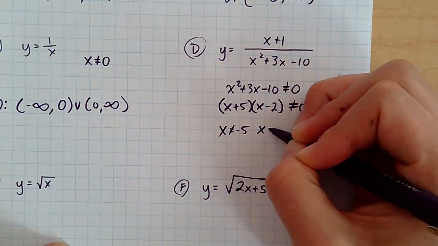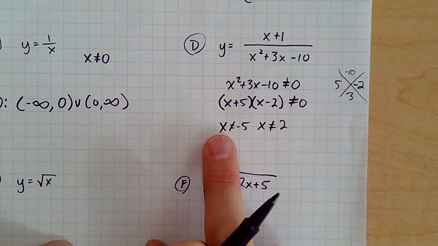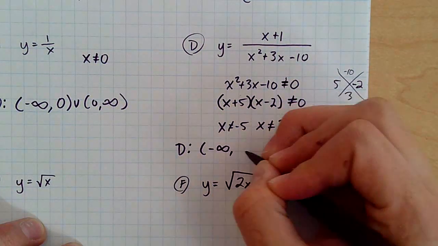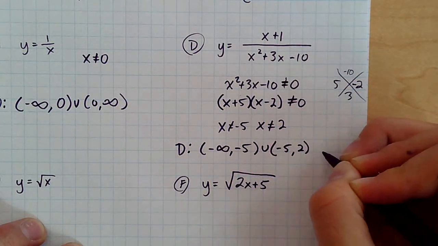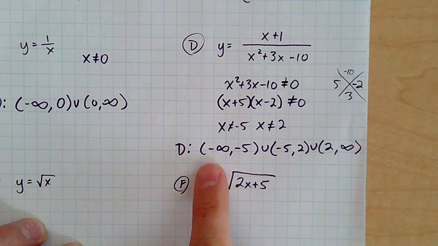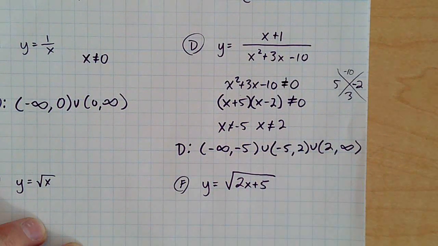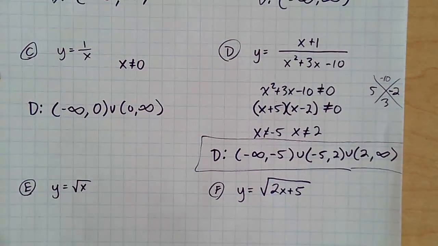X cannot be negative 5. X cannot be 2. So when we write our domain, we're going to exclude these two numbers. That's going to look like this. All the numbers from negative infinity to negative 5 are okay. Negative 5 to 2. Don't forget the numbers in between. And from 2 to infinity. So all the numbers, and then we just have these little holes at negative 5 and 2. If you were to take a look at the graph, we would see two gaps at those two numbers. So you can verify all this in Desmos. That's what happens when we divide by 0.